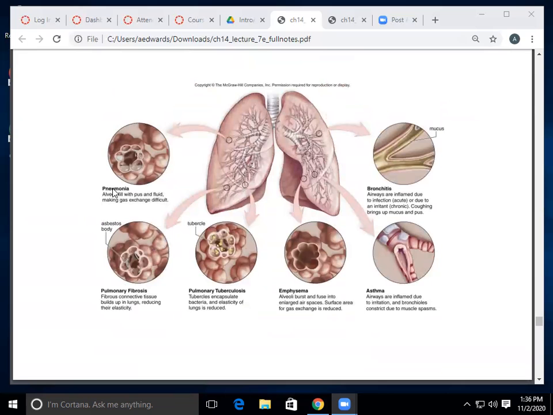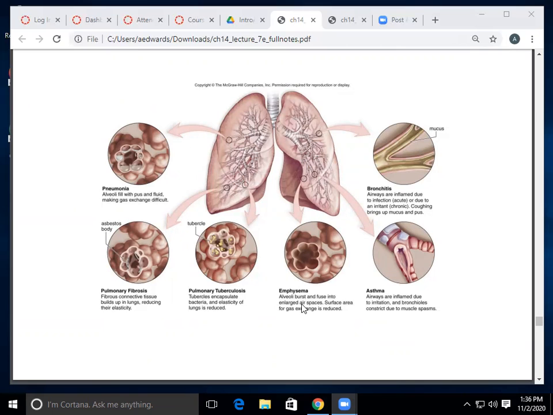All right, so here's your pneumonia again. Alveoli filling with pus and fluid, difficult to exchange gases, hard to breathe. Okay, bronchitis. Infection causes inflammation of the bronchioles. Asthma. Airways get inflamed, they get irritated. Bronchioles can constrict and have muscle spasms.